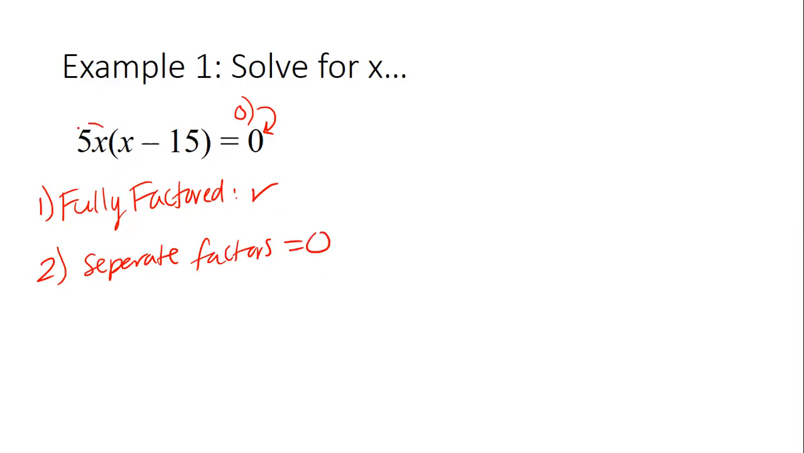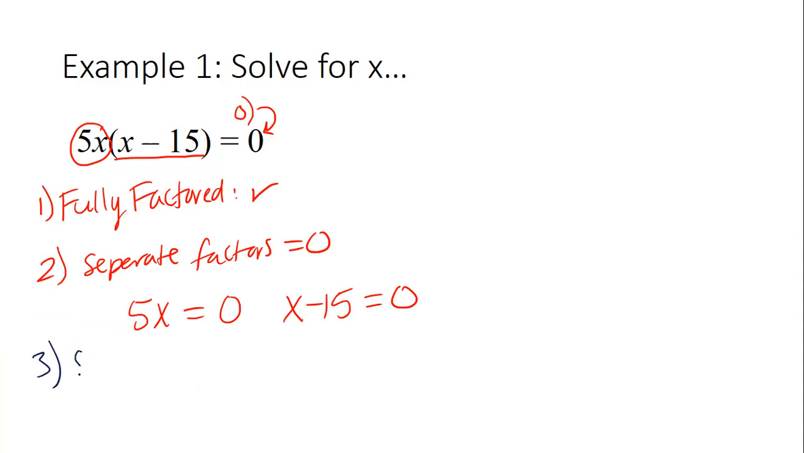So my first factor is 5x. So I'm going to take 5x and set it equal to 0. My second factor is x minus 15. I'm going to set it equal to 0. Step 3 is to solve. What do I need to do here to get x by itself? Divide by 5. When I divide by 5, I'm left with x equals 0. So that's one solution.